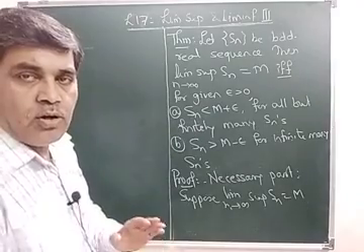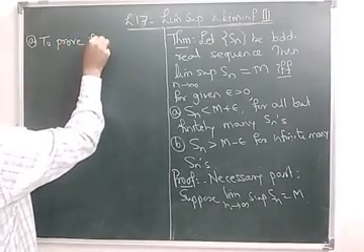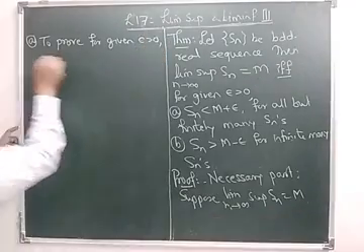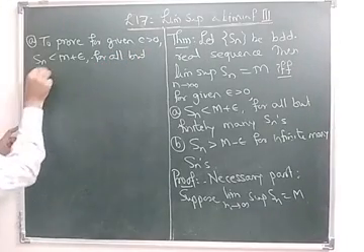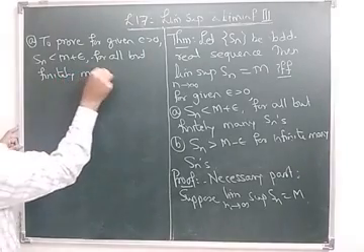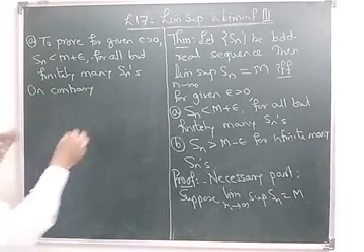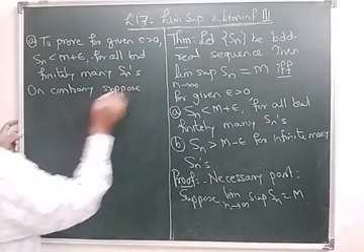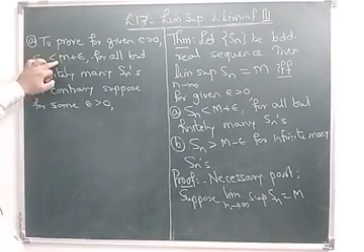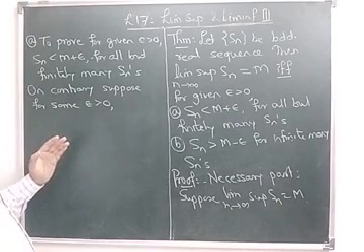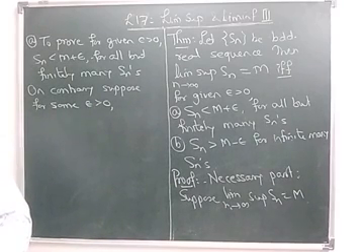Sn is less than M plus epsilon for all but finitely many Sns. To prove, for given epsilon greater than 0, Sn less than M plus epsilon for all but finitely many Sns. On the contrary, suppose the result fails. Suppose for some epsilon greater than 0, Sn is not less than M plus epsilon for all but finitely many Sns. Means Sn is greater than M plus epsilon.